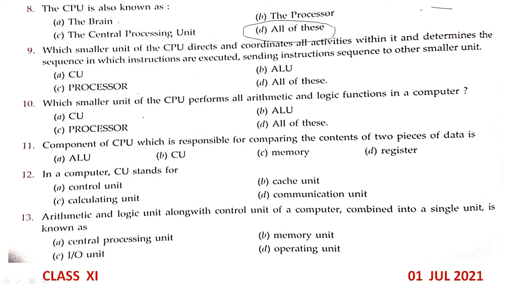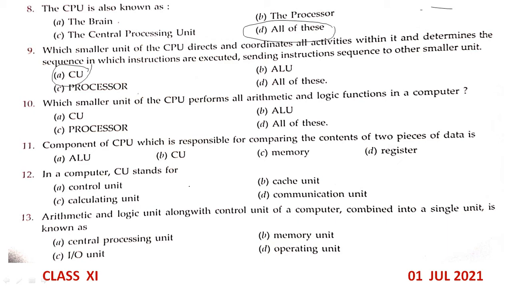Next, which smaller unit of the CPU directs and coordinates all activities within it and determines the sequence in which instructions are executed, sending instruction sequence to other smaller units? This will be done by CU, the control unit, not the processor, not the ALU.